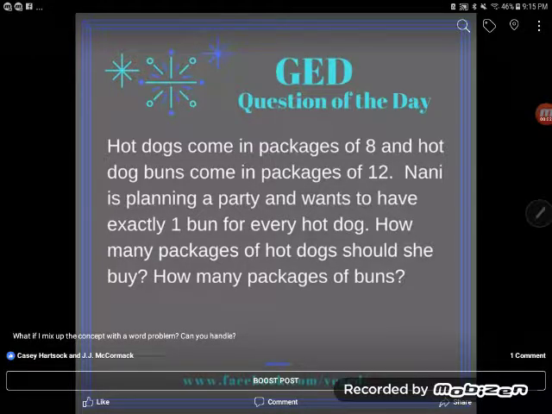Hey GED students, it's GED question of the day, and we've got the dreaded word problem. So let's see if we can interpret this thing. It says hot dogs come in packages of 8. Okay, so you buy a package of hot dogs.